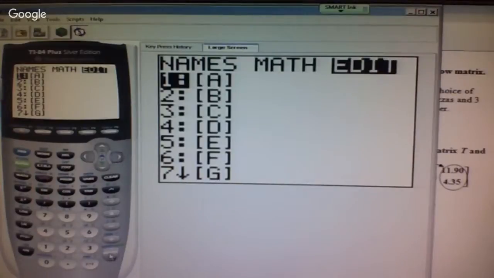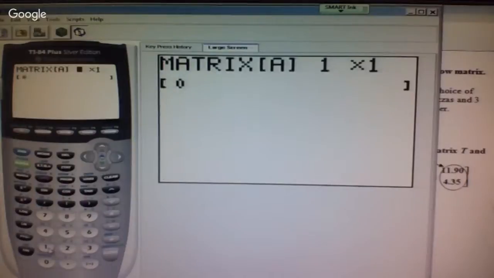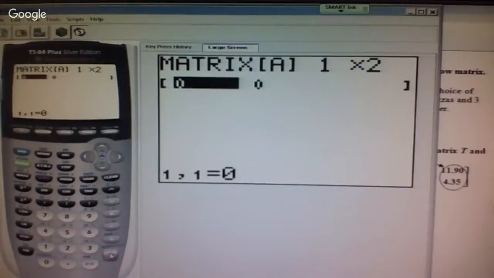I want you to go to edit. Then choose choice 1, matrix A. You told me my first matrix is a 1 by 2. So the first thing you have to tell your calculator is I have a 1 by 2 matrix. So hit 1, enter, 2, enter. All you did right now is tell your calculator the dimensions of your matrix. I should have 1 row, 2 columns.